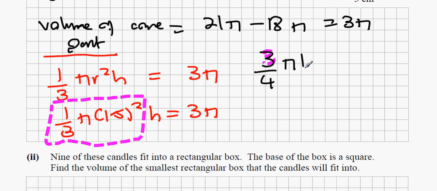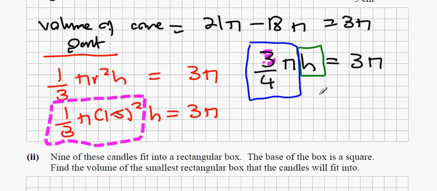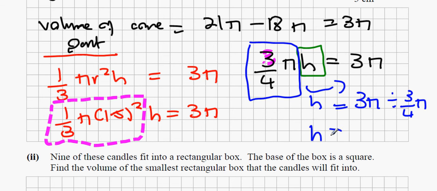So that's going to turn into 3/4 pi h equals 3 pi. Now you want to get the h on its own. It's currently being multiplied by 3/4 pi. Bringing that over the other side, it has to become divided. So 3 pi divided by 3/4 pi equals the height. So 3 divided by, once again, just put it directly into the calculator. Don't be playing around too much with it. H equals 4 centimeters.